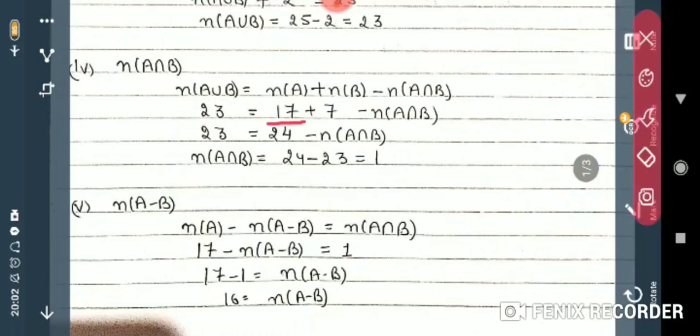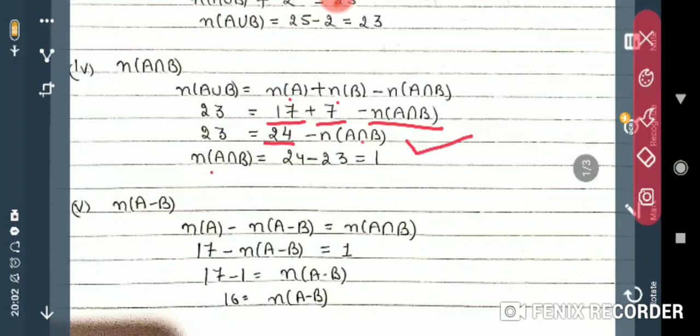So n(A union B) is given as 23. n(A) is given as 17. n(B) is given as 7, minus n(A intersection B). So you add these both, 17 plus 7, you will get 24. Whatever you have to find, it should be positive.